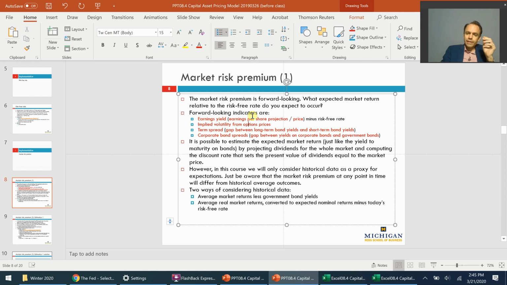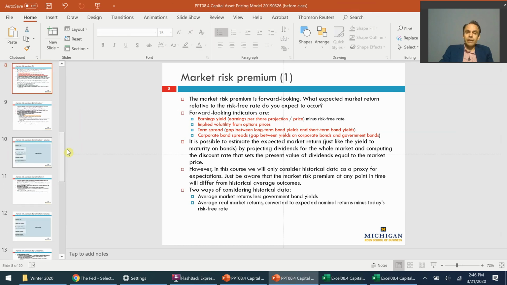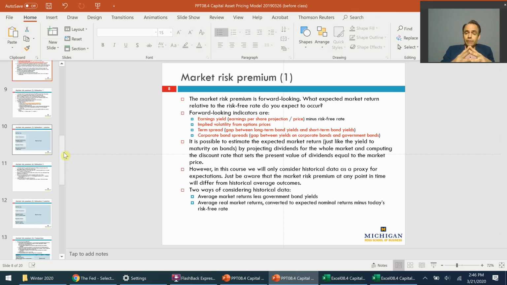If I don't tell you that they exist, it's possible you will form the idea that the only way we can estimate the market risk premium is to look at historical data, and that's not true. But now we are going to look at historical data, and I'm going to consider estimates of the market risk premium by analysing the historical data in 2 ways. The first thing that we're going to do is look at the average market returns less government bond yields. And secondly, we're going to look at average real market returns converted to expected nominal returns, and then take away today's risk-free rate. And we're going to do that as a practical exercise in Excel, which I will walk you through.